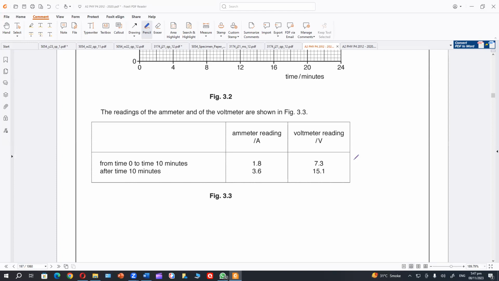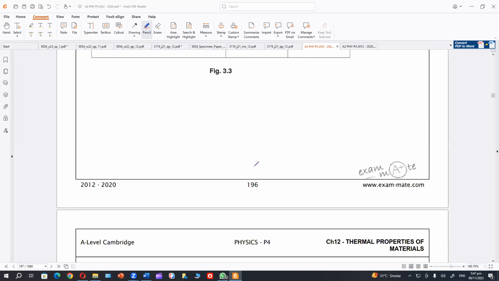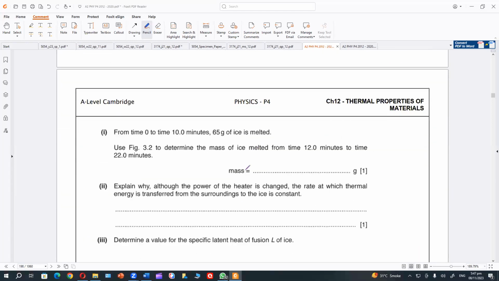Ammeter reading and voltmeter reading. From time 0 to time 10, 65 gram of ice is melted. Use figure 3.2 to determine the mass of ice melted from time 12 minutes to time 22 minutes.